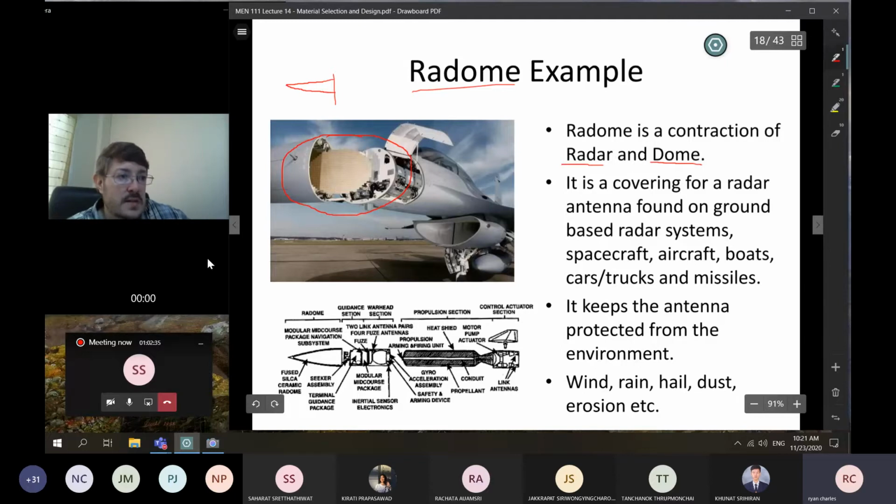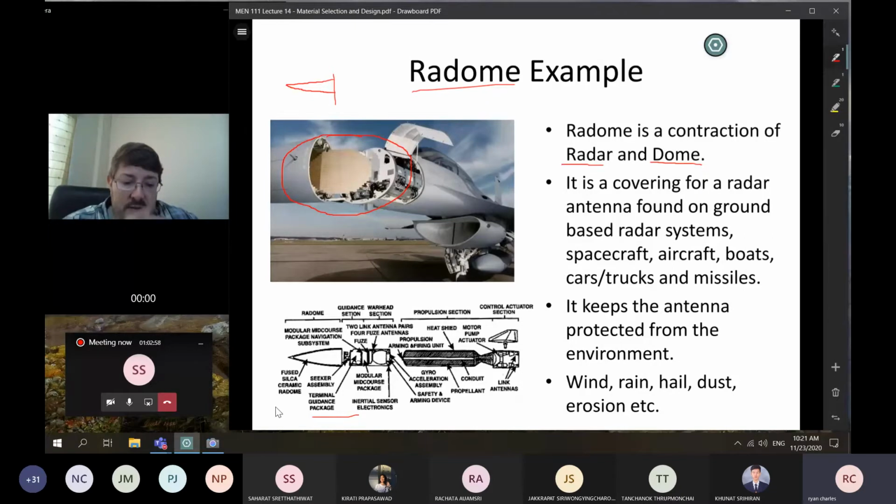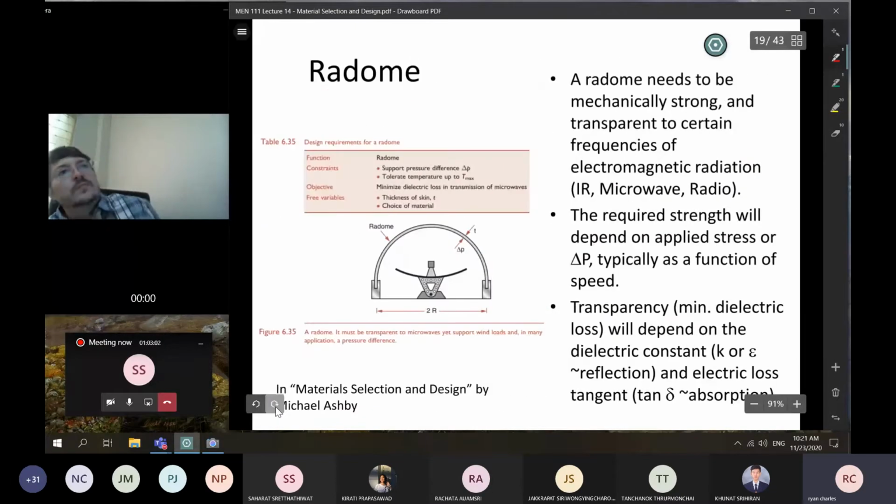A missile, it's the same idea. This pointy thing, the front of the missile, it's there for aerodynamics, and it's there to protect the guidance system, the little thing steering the missile towards the target, all right? So it's aerodynamic, and it's mechanically protective of the antenna behind it. Right, so that's a radome.